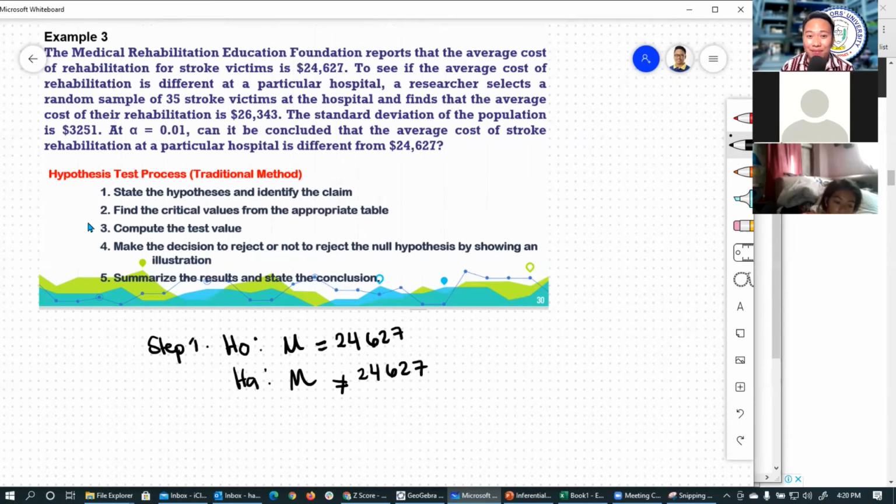So which one is the claim here? Null or alternative? Very good. It's the null. The Medical Rehabilitation Education Foundation reports that the average cost is equal to 24,627.